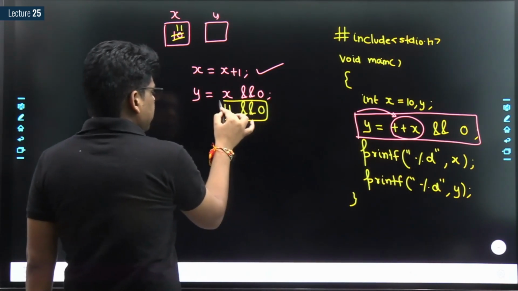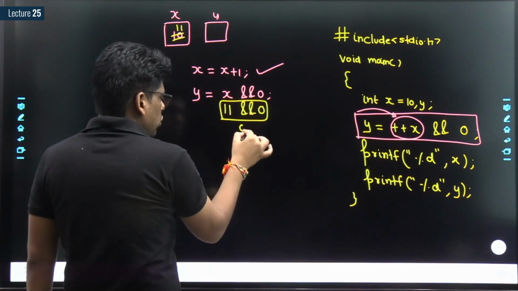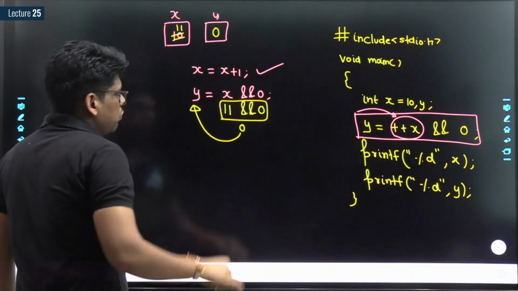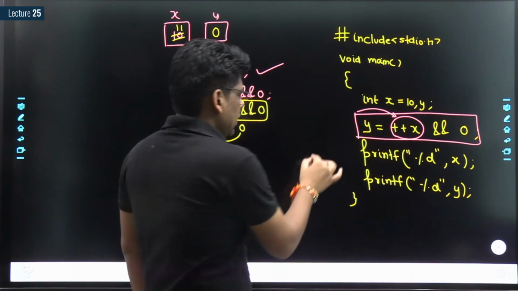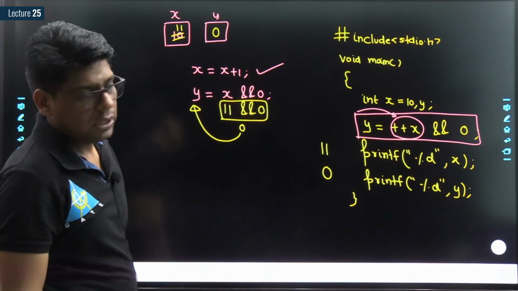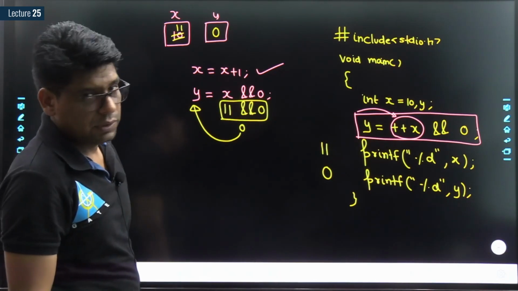Now, if we perform y = x && 0, x is non-zero and the other is 0. Sir, if any one of them is 0, what is the output? 0 is stored inside y. So what is the output? Sir, the output will be 11 and 0. Done. Surely it is done.